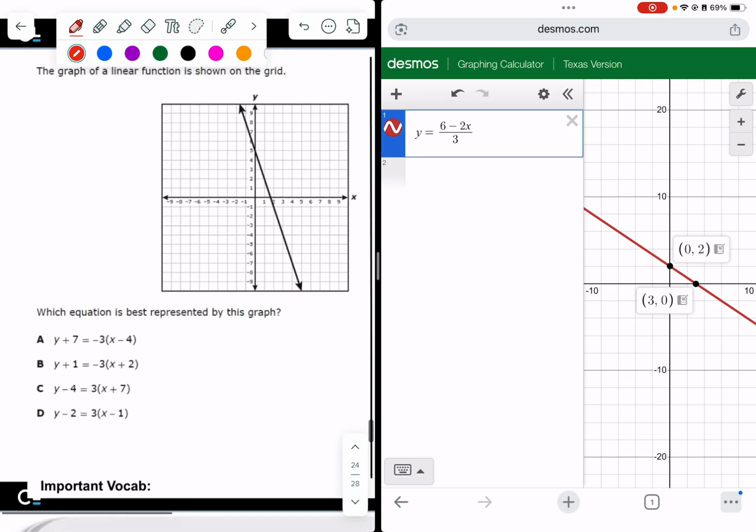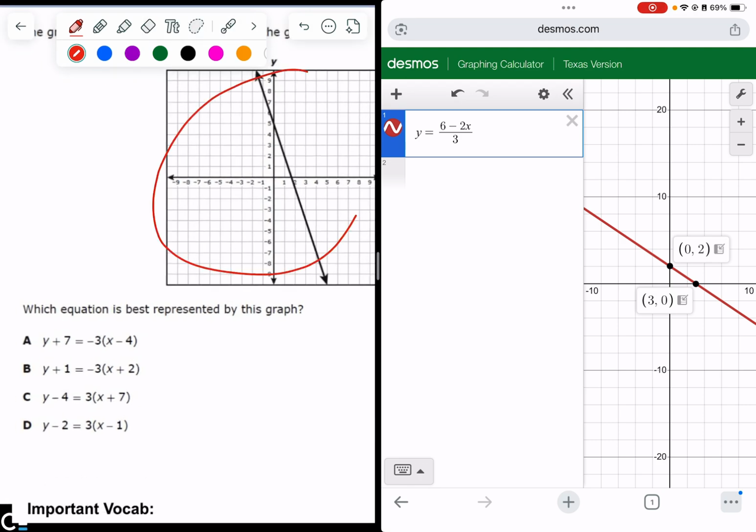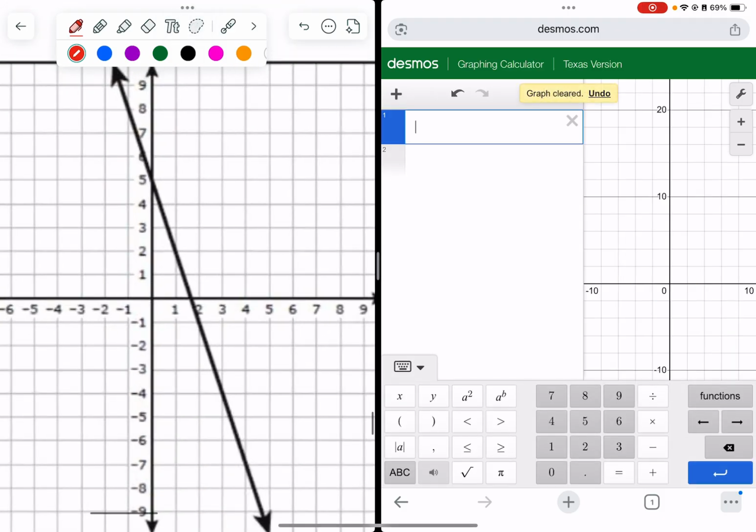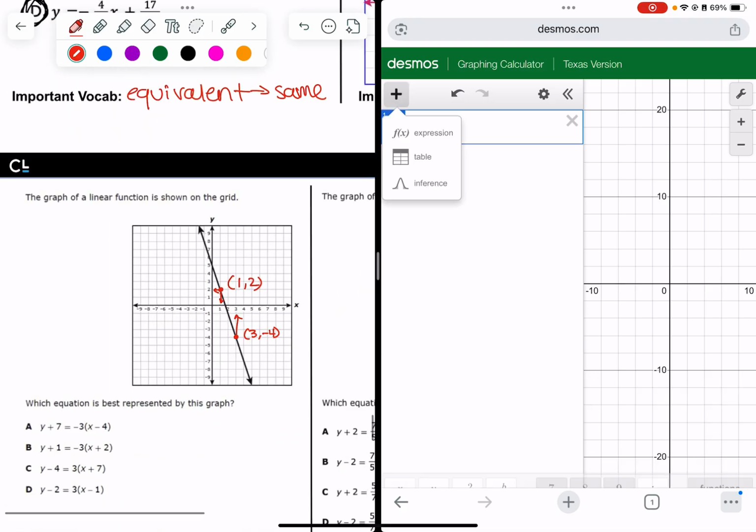All right, this one we did the other day, but we're going to do a quick review of it. It says the graph of the linear function is shown on the grid. Which equation best represents this graph? So I need to get 2 points because I want to make a picture. It's always easier to make a picture. Let's choose 1, 2, and then 3, negative 4.